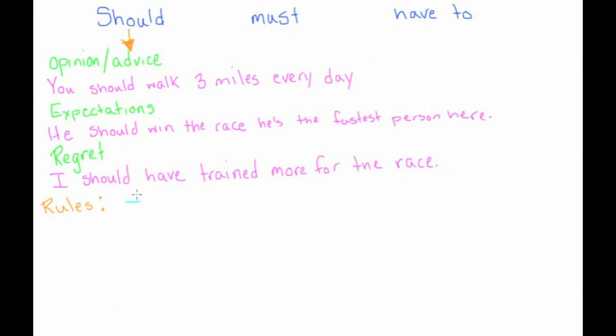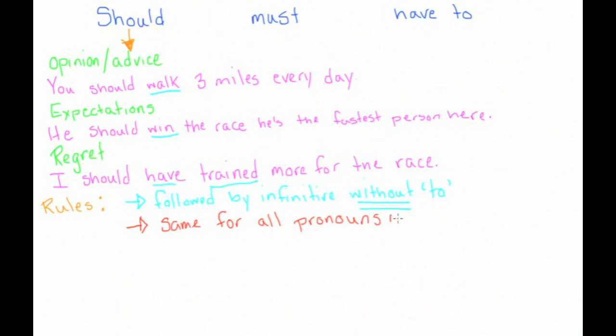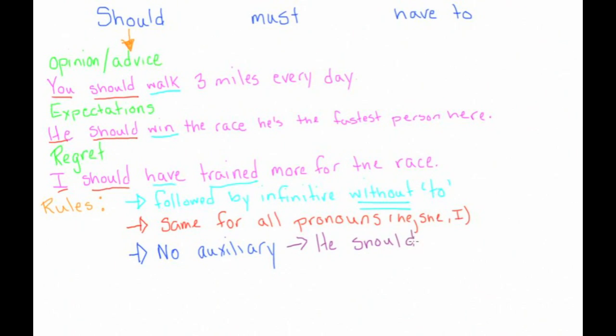So there are a few rules. Should is a modal verb, and so we use should followed by an infinitive verb without to. Really important, without. Walk, win, have. It's the same for all pronouns, so it doesn't change: I should, he should, you should. It also doesn't change tenses. And there's no auxiliary necessary. So he shouldn't, or in question form, should I go?